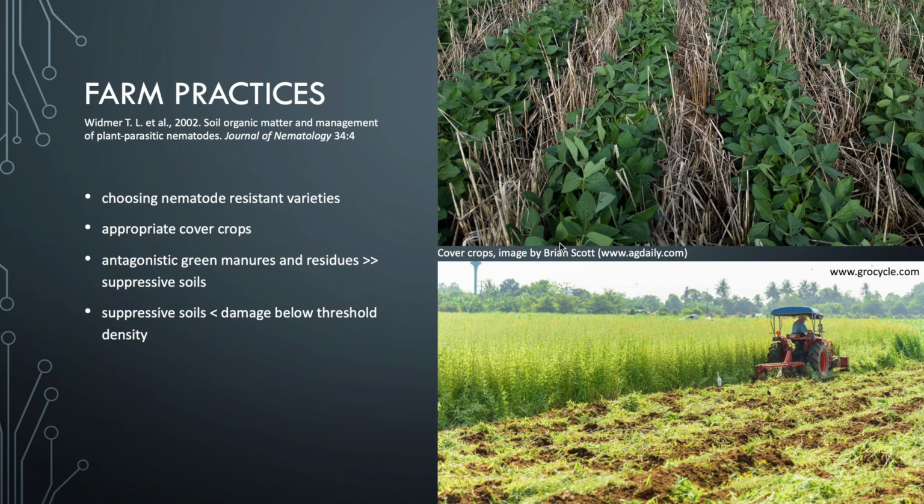And this image shows an example of that. Using antagonistic green manures, so plants that actually deter nematodes. And here is an example of a green manure being incorporated into the soil. And using antagonistic plant residues leads to the creation of suppressive soils. And of course, having suppressive soils leads to reduced damage below nematode economic threshold density. So we will cover now each of these farm practices in relation to plant parasitic nematodes.